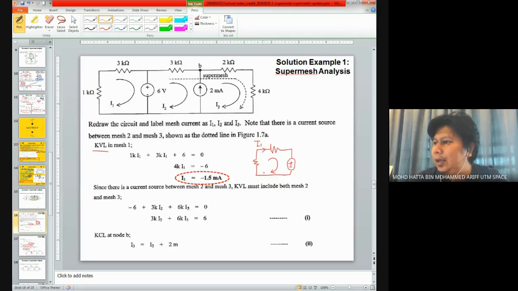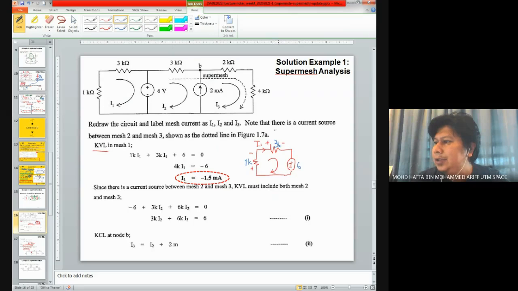And looking at the loop, we're gonna have voltage drop polarities to be like this. Maybe I'll change the color. This is 1 kilo. This is 3 kilo. And this is 6 volt.